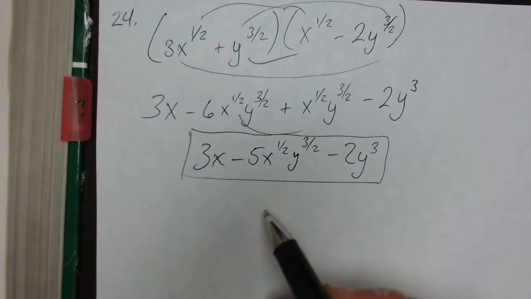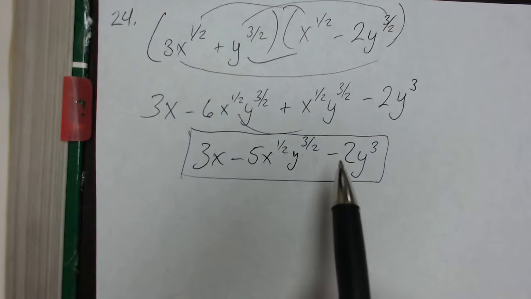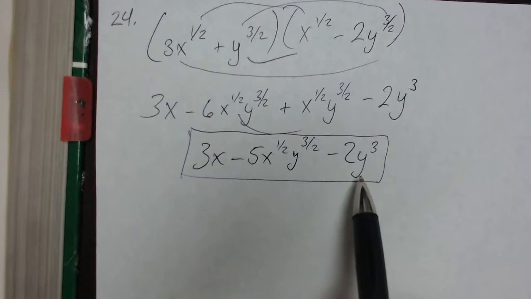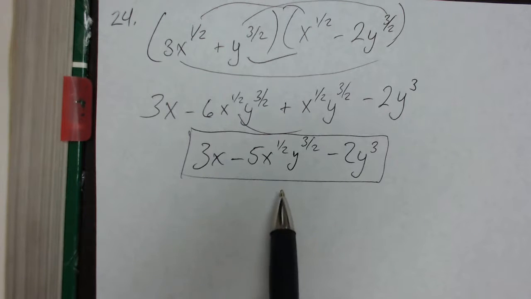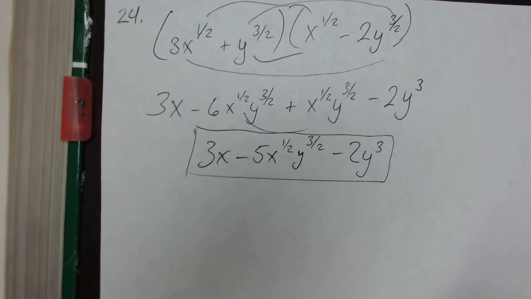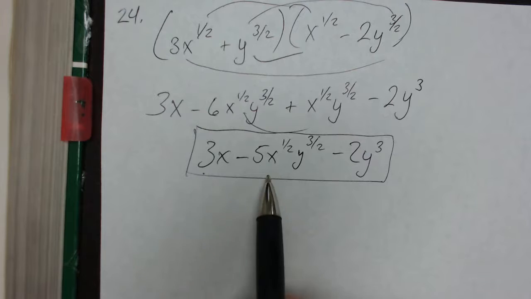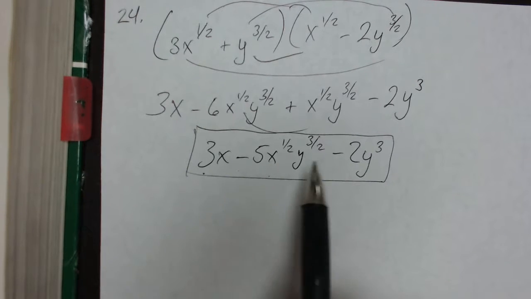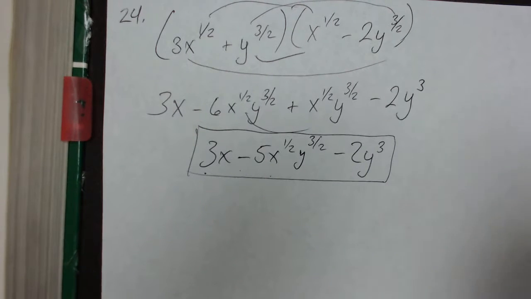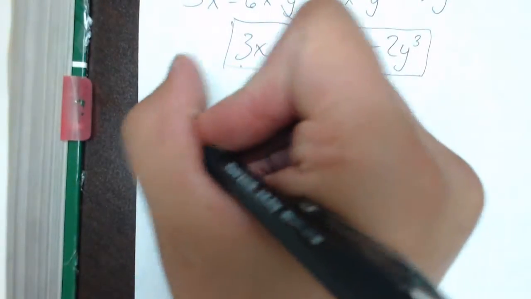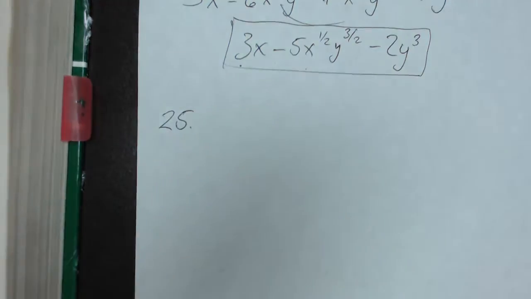And again, we can write this polynomial in any order. We could have had the leading answer be negative 2y cubed plus 3x minus 5x to the 1/2 y to the 3/2. It doesn't matter the order, but what matters is each individual term and the sign in front of them are correct. Now, moving on to number 25.